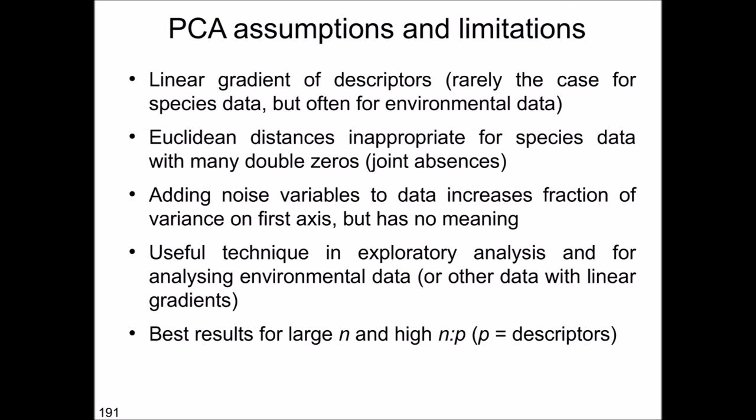The Euclidean distances are often inappropriate for species data because you have many double zeros, so joint absences are very often occurring, and we will discuss this later on, what this means, why this is inappropriate in the context of distance measures. And one additional problem is that if you add noise variables to the data, this increases the fraction of variance on the first axis, but this has no meaning.